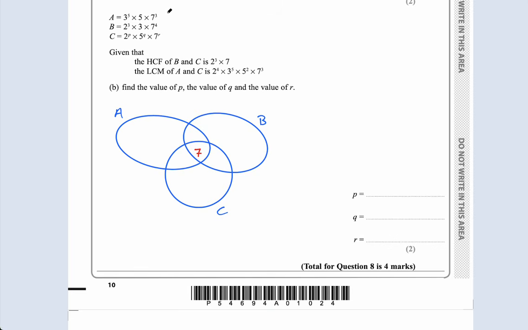It then says, well, let's just stick with the 7 here a second. So we know there's a 7 there.